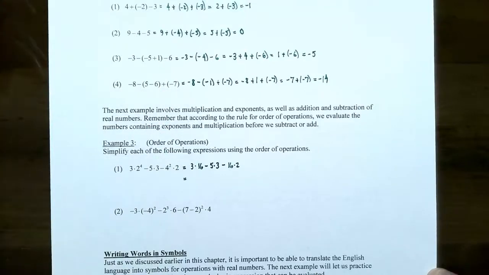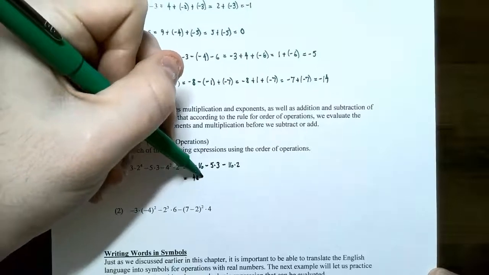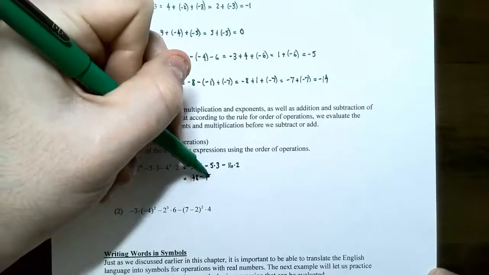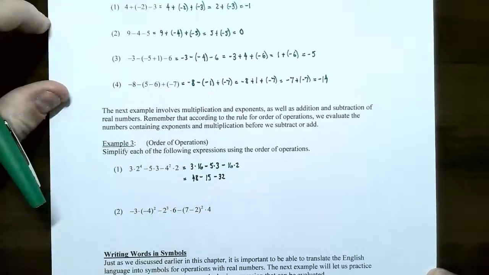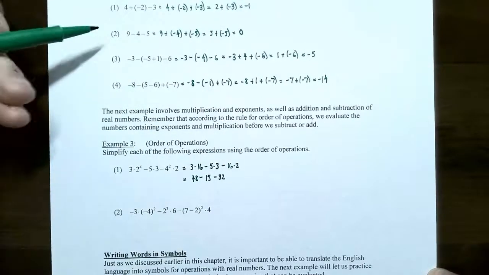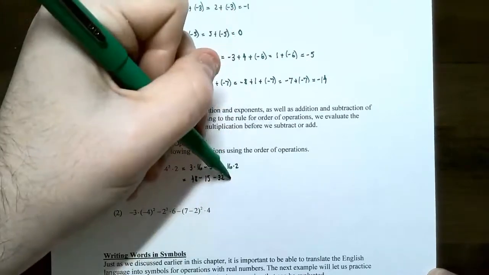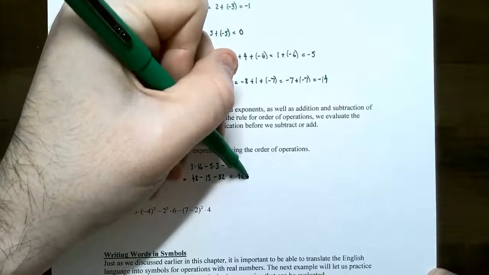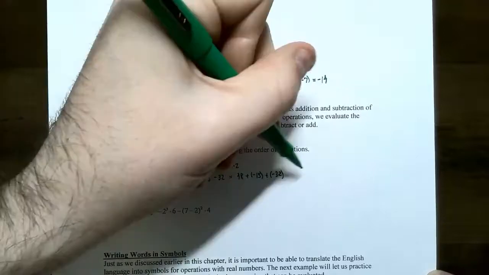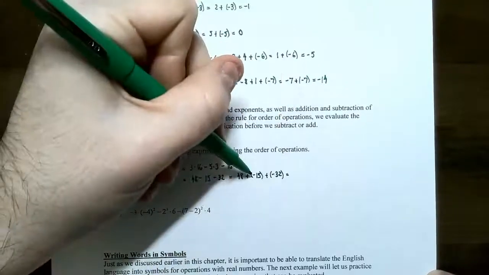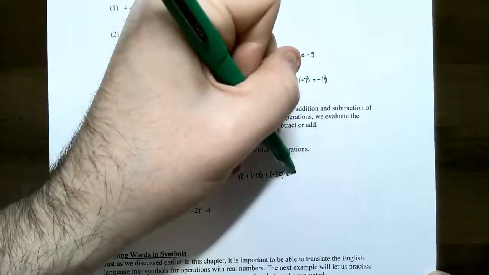So now let's go to the multiplication from left to right. 3 times 16 is 48. Subtract. 5 times 3 is 15. Subtract. 16 times 2 is 32. So now we're back to a problem that we were talking about in example 2. So let's change all the subtractions to additions. So this becomes 48 plus negative 15 plus negative 32. 48 plus negative 15, they're opposite signs. So subtract, you get 33.